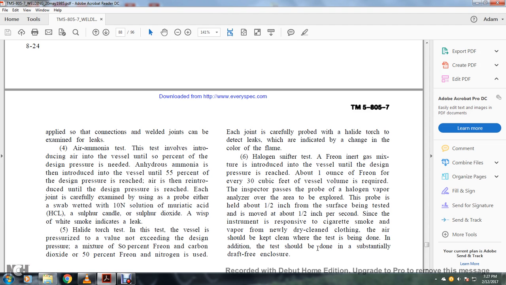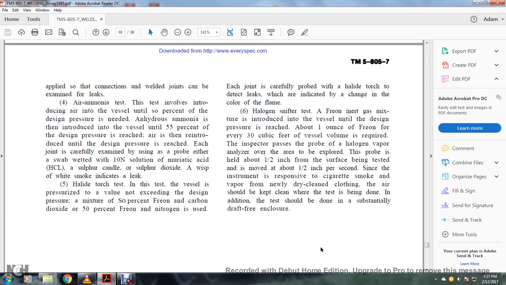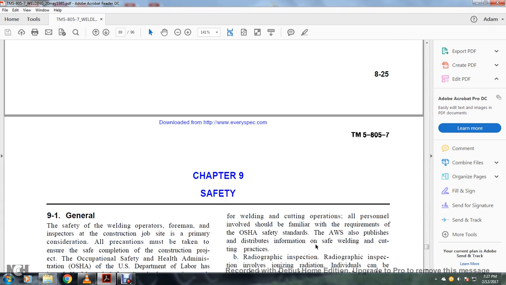In addition, the testing should be done in a substantially draft-free enclosure. And that completes Chapter 8.